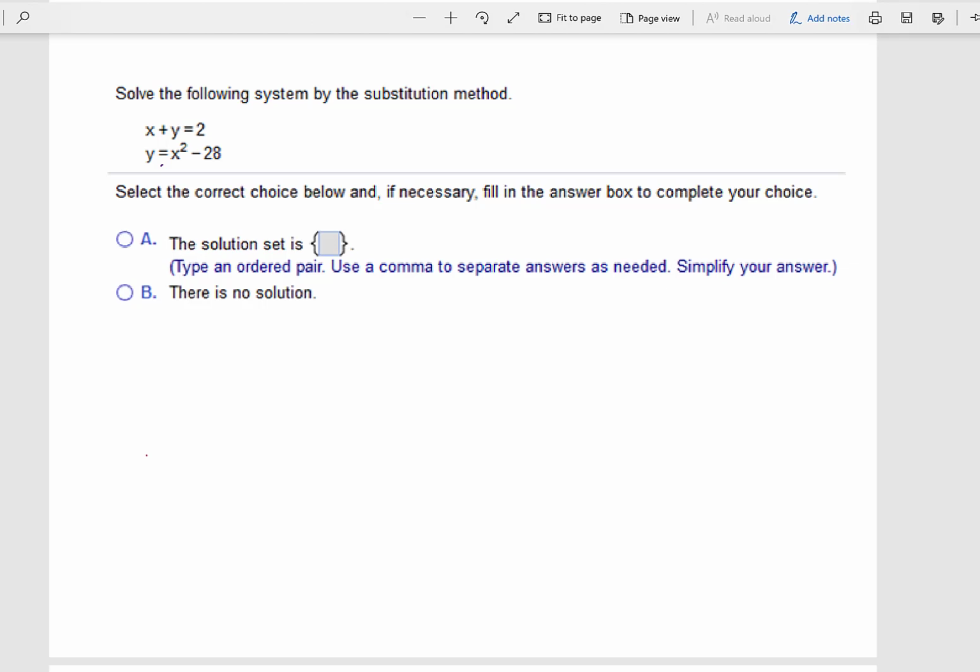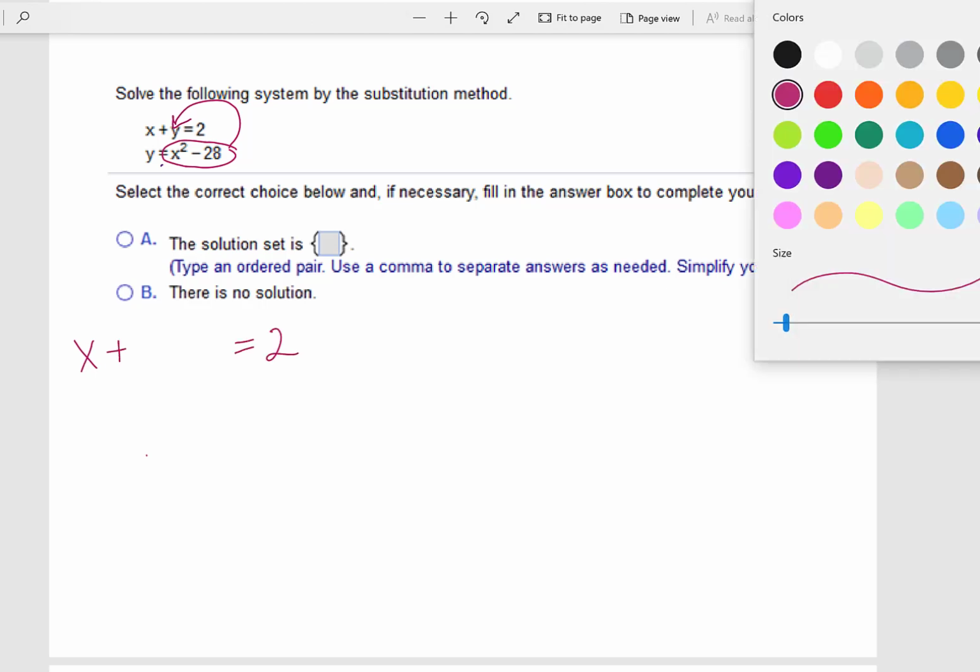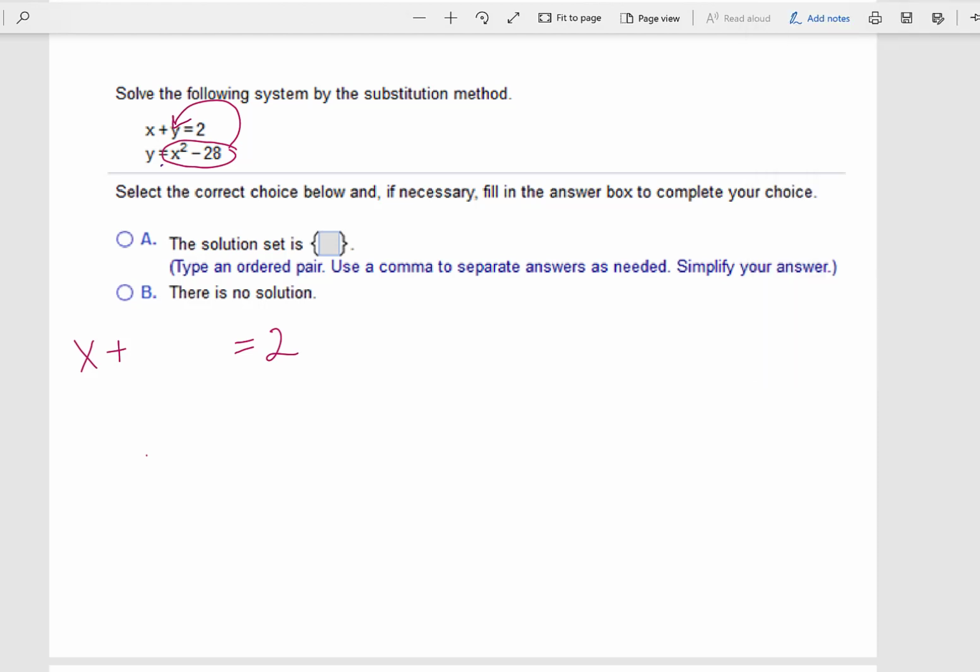So we will simply take this and plug it in for y in the first equation. Since our second equation is already solved for y, we don't have to manipulate either of the equations any bit, and we can just plug it in. So x plus y equals 2 is my first equation, but I'm substituting what y is equal to from my second equation in there.